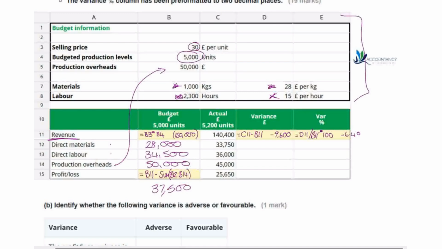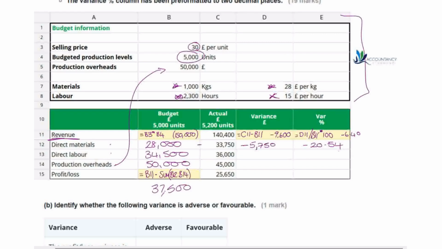So the variances then, our direct material is going to be the budget minus actual, so it's the opposite way round to what you've done. So it's going to be budget minus actual, so it's 28,000 minus 33,750, which gives us minus 5,750. And then our variance is going to be the minus 5,750, and we divide that by the budget. So we divide the variance by the budget amount and times it by 100 to give us a variance of minus 20.54.